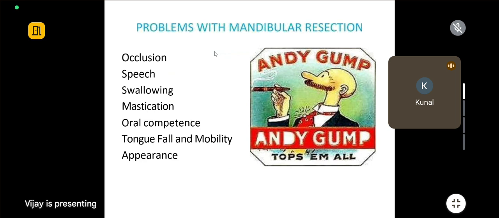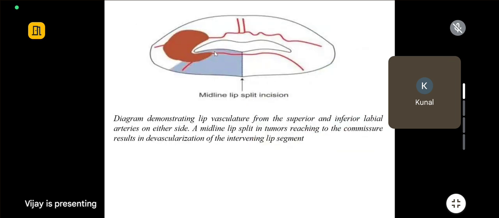So Vijay, you are discussing the various approaches. Like you discussed the midline approach, what is the name of that approach? Lower midline split, with lip split and chin split. Yes, sir. So what is the disadvantage of this incision? Sir, the lip commissure split approach is taken when the tumor is near the commissure, and the lower lip split midline incision is taken when it is away from the commissure. That's what I know. But what is the disadvantage of taking the midline split approach? And what is the disadvantage of taking the angle split?